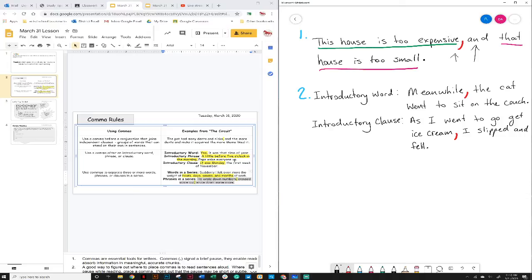Because this part is what we would call a dependent clause, right? Because it's using as at the beginning, and as is a subordinating conjunction, also part of your AWUBIS word. So as I went to go get ice cream, I slipped and fell. You can also rearrange that: I slipped and fell as I went to go get ice cream, right? But you see there is a comma separating the two clauses.